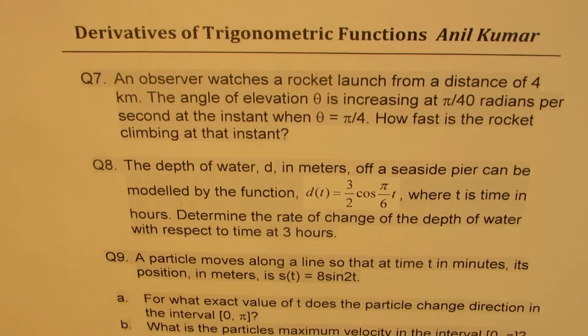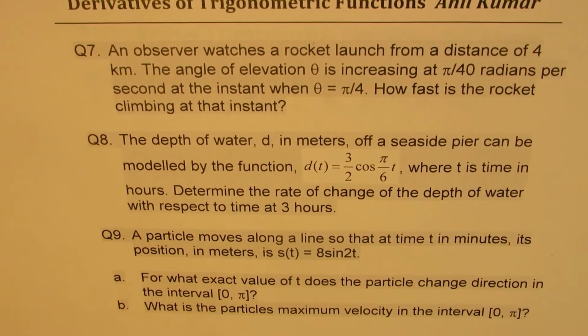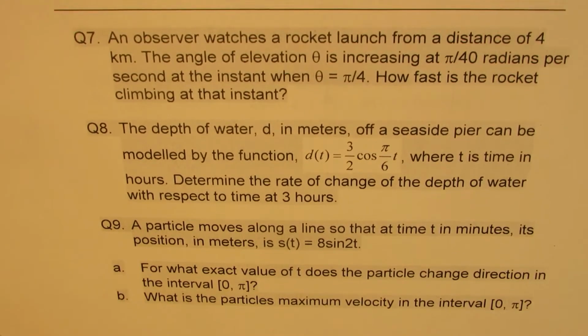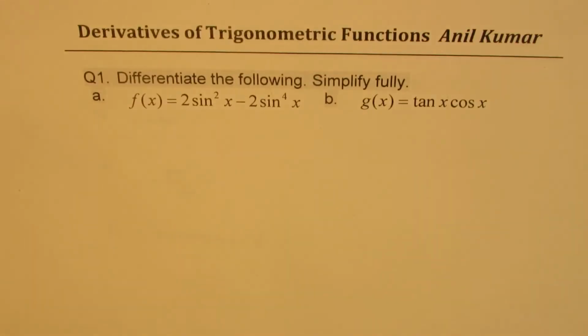Question number 9. A particle moves along a line so that at time t in minutes, its position in meters is s(t) equals 8 sin 2t. For what exact value of t does the particle change direction in the interval 0 to pi? What is the particle's maximum velocity in the interval 0 to pi? Now when we talk about maximum velocity, you need to actually show it as we do in calculus, right? So that is kind of important to understand. I hope you understand all these questions and you find them useful. Feel free to pause the video and solve them while we go through these solutions, correct?